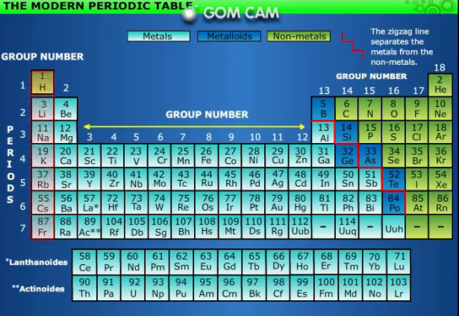Elements having 1 valence electron are placed in group 1. Elements having 2 valence electrons are placed in group 2. Elements having 3 valence electrons are placed in group 13. Elements having 4 valence electrons are placed in group 14. And so on. Thus, we can say that modern periodic table rectifies the limitations of Mendeleev's periodic table.